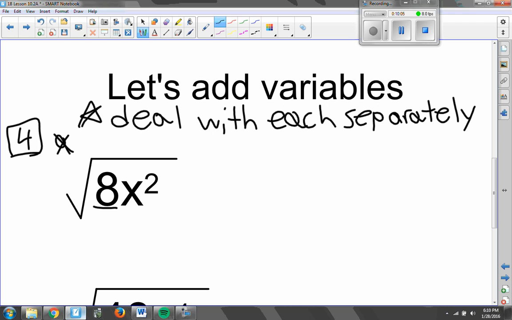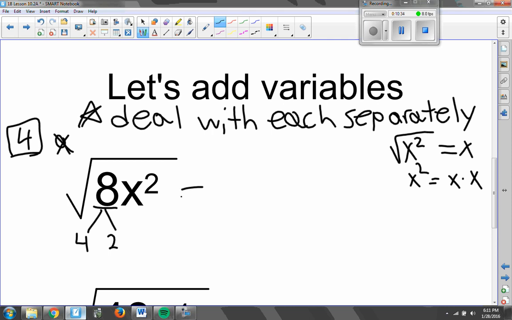So I know that I'm going to split the 8 into 4 and 2. Now x squared is already a perfect square number, because I hope that we remember that the square root of x squared is equal to x, because x squared is really x times itself. So I'm undoing timesing it by itself, and that's x. So I'm going to split my number into 4 times 2 times, still have x squared out on the end. 4 times 2 times x squared.